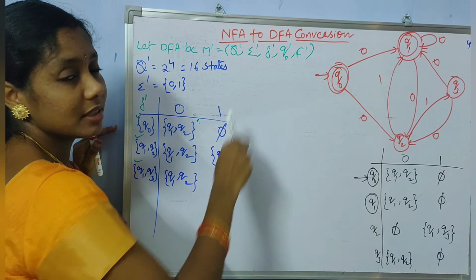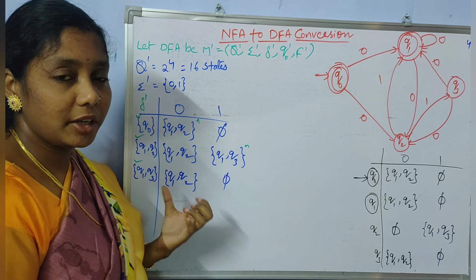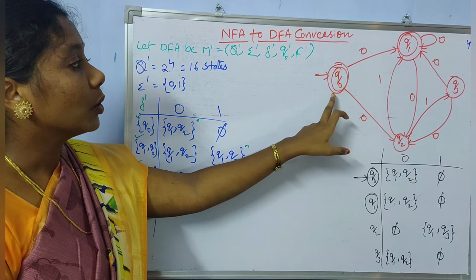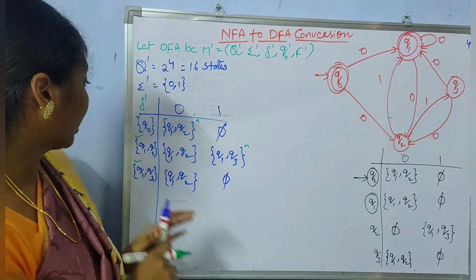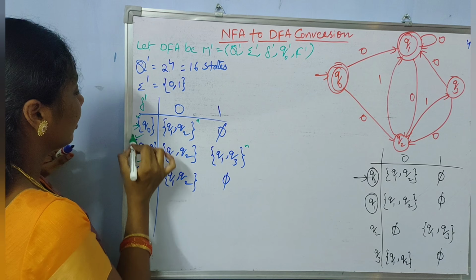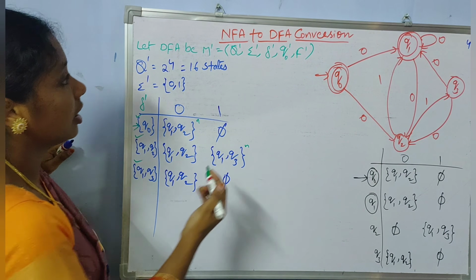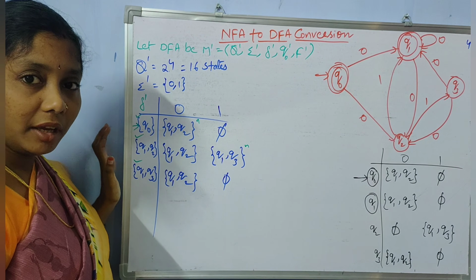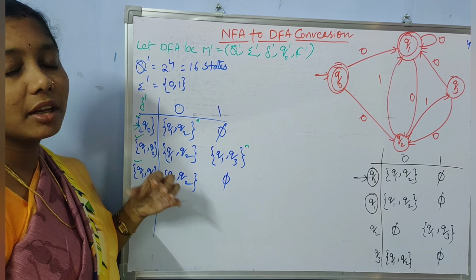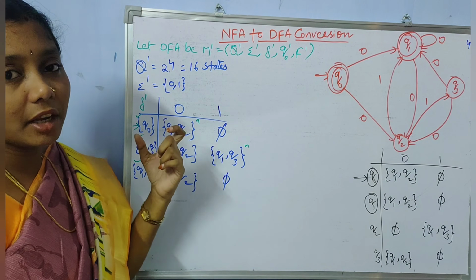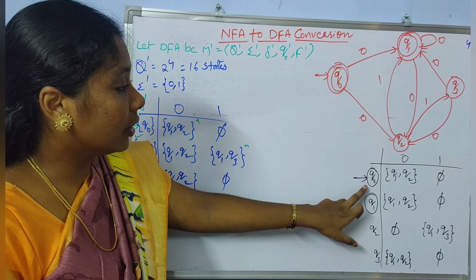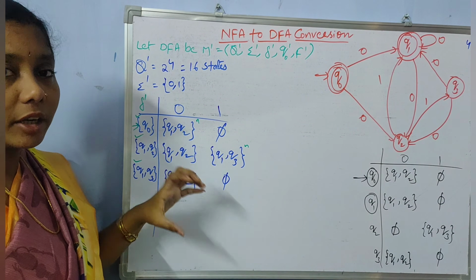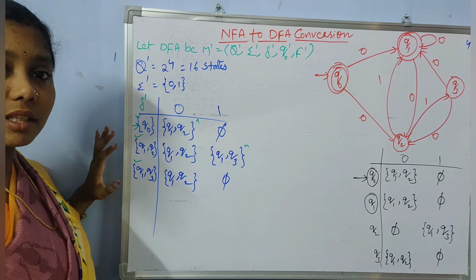And next consider the initial state Q0. We know that the initial state of the DFA can be taken from the initial state of the NFA. So here the initial state is Q0. We can mark this one as an initial state. And next consider the final states. What is meant by final state? The final states of the DFA are the set of states which contain an element of F. Here the final states are Q0 and Q1. So the states which consist of Q0 or Q1 are identified as the final states.